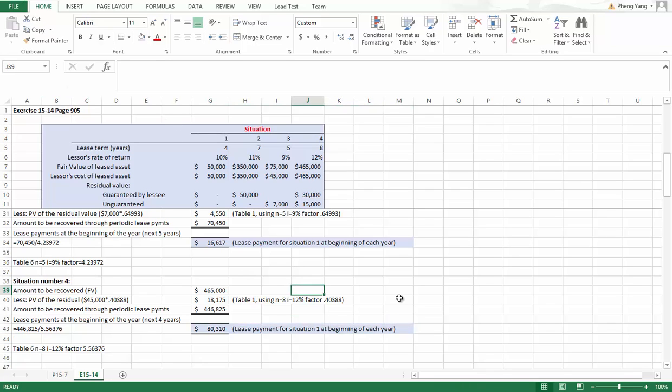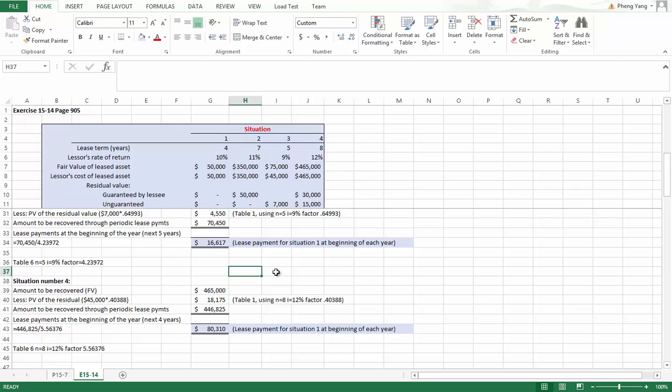Okay. All right. If you need more information, once again, all this information or the reasons as to the guarantee by the lessee and the unguaranteed amount by the lessee is the reading from page 879 through 883. So if you need more information on that, you can do that as well.